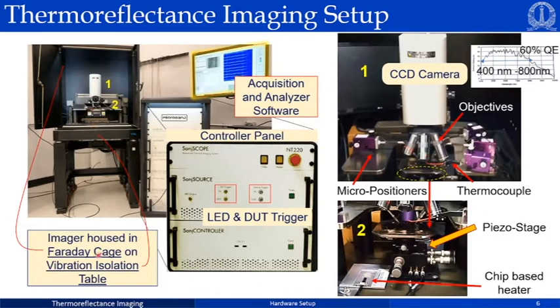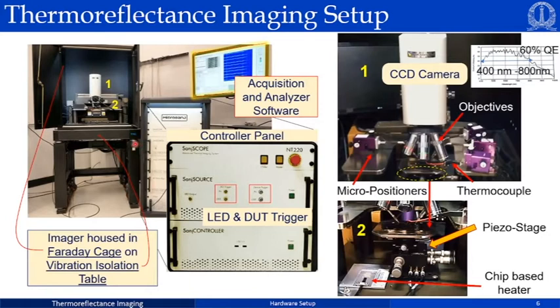Why is the Faraday cage important? Because it shields the device from external unwanted electromagnetic radiations. Why is the vibration isolation table important? The vibration isolation table will isolate the device from the ambient vibrations which might propagate through floors and other rigid regions.